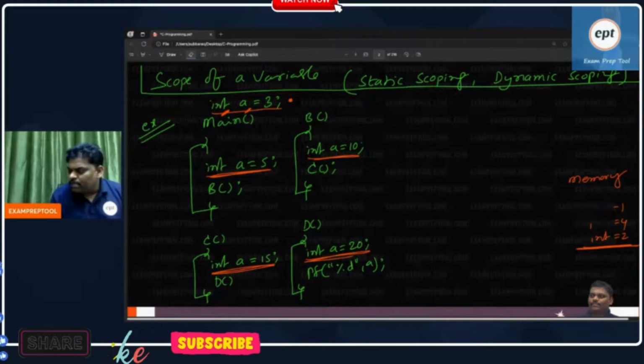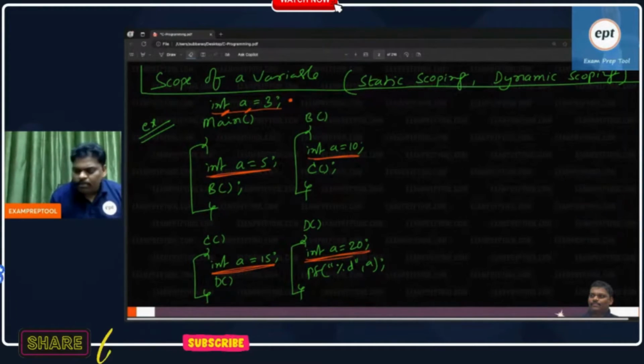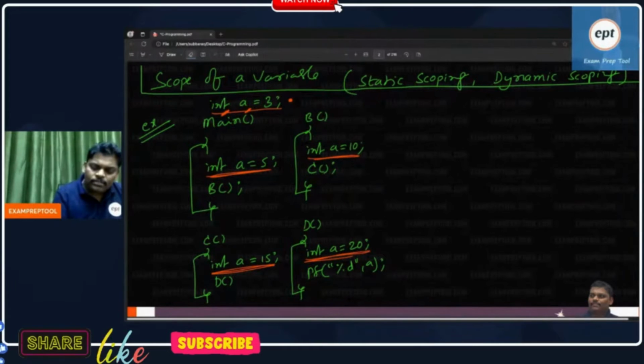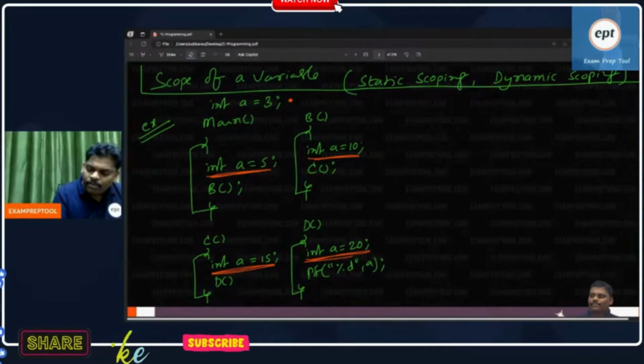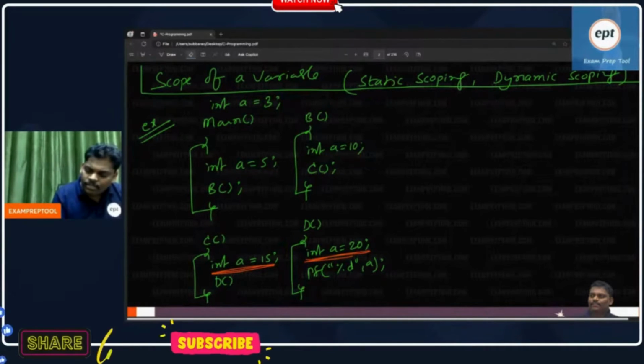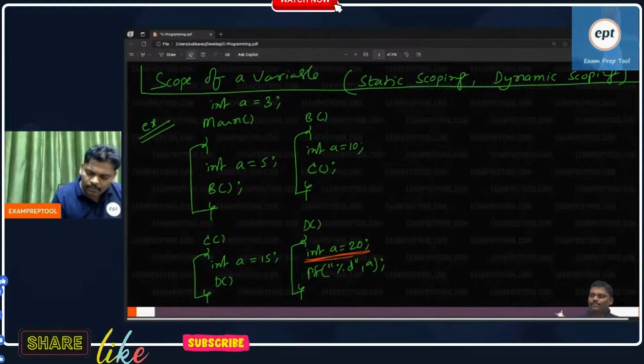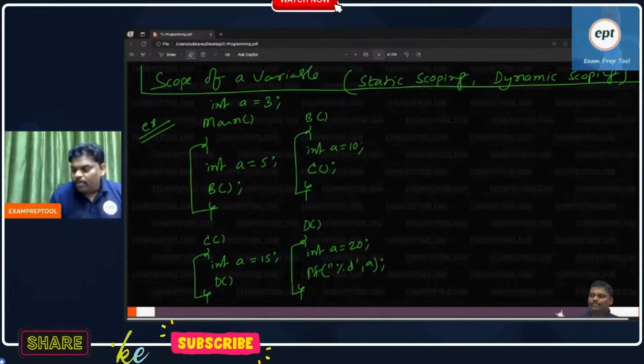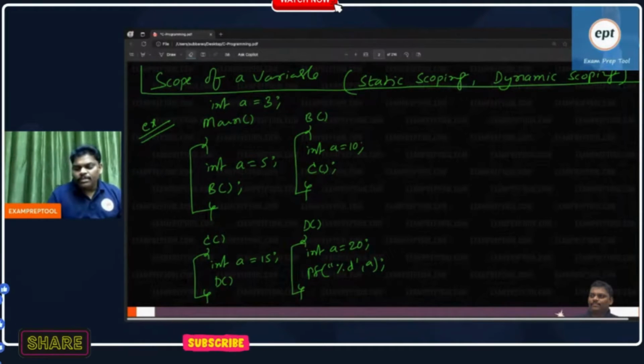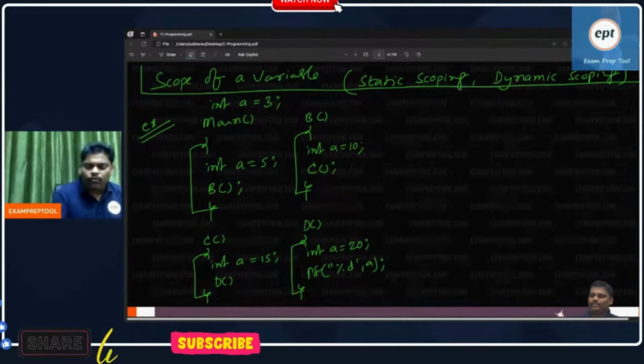Remember, if you don't say anything, integer is 2 bytes, character is 1 byte, float is 4 bytes. Four declarations mean four times memory, five declarations mean five times memory. The purpose of declaration is creating memory. How much memory depends upon which data type: integer 2 bytes, character 1 byte, float 4 bytes.